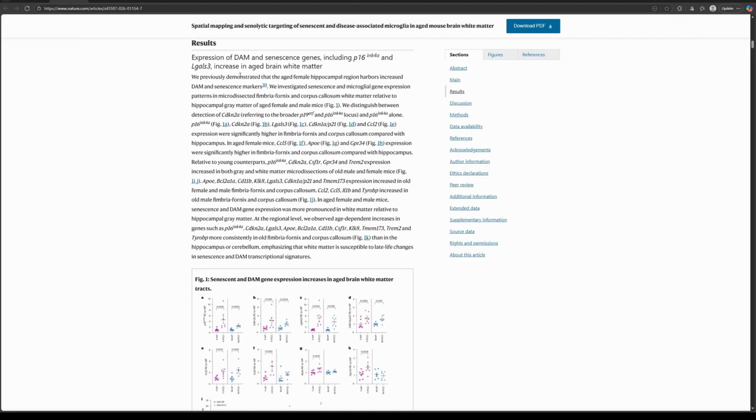So, we previously demonstrated that the aged female hippocampal regions harbor increased DAM and senescence markers. We investigated senescence and microglial gene expression patterns in microdissected fimbria fornix and corpus callosum white matter relative to hippocampal gray matter of aged female and male mice. We distinguish between detection of this and that.